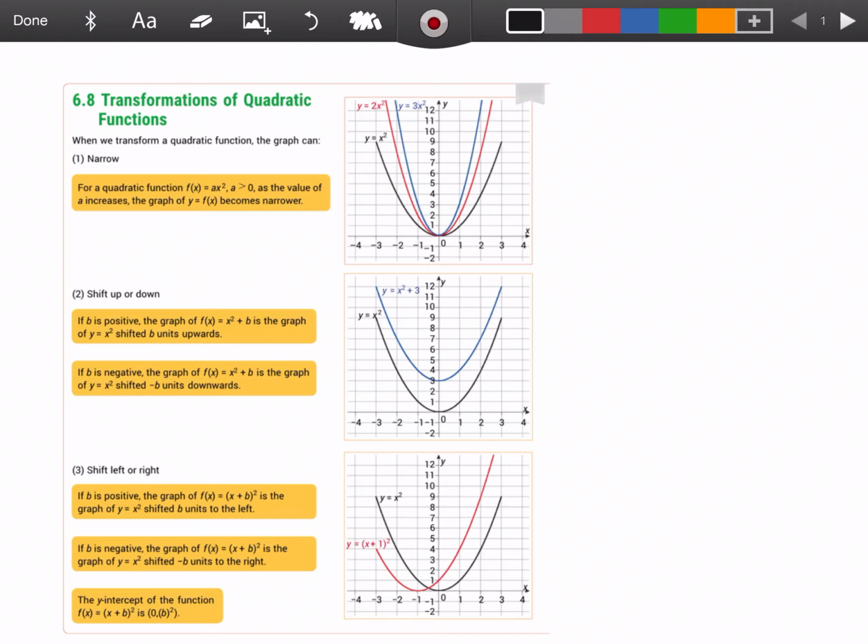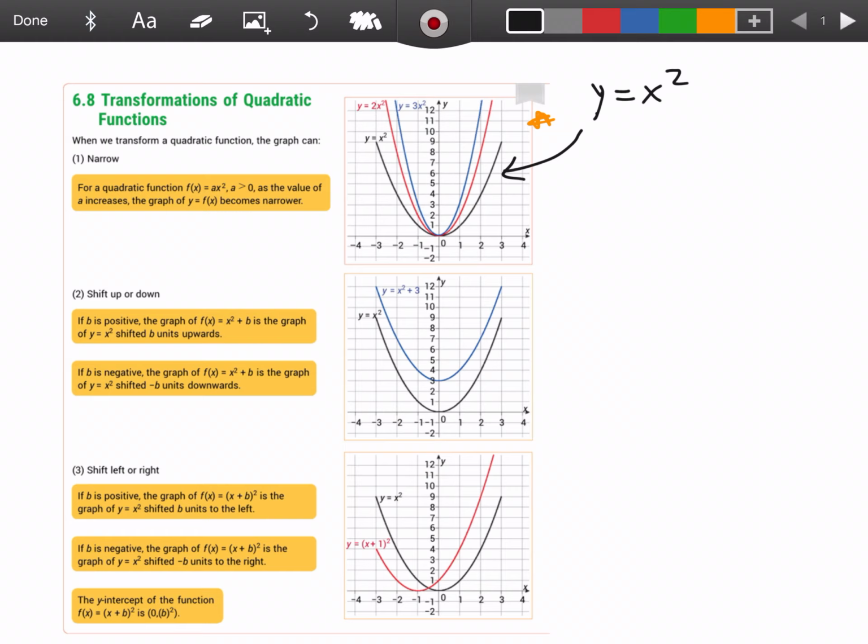So the first one is when we change the coefficient that is attached to the x squared value. So the coefficient is the number in front of the x squared value. You can see in this example here, we've got the black curve is x squared. Actually, we'll do it in the colour that it's supposed to be. That makes more sense, doesn't it? We'll do y is equal to x squared, and that's the black curve, and that's fine, okay?